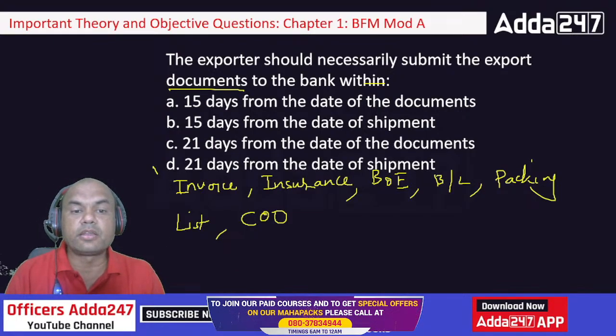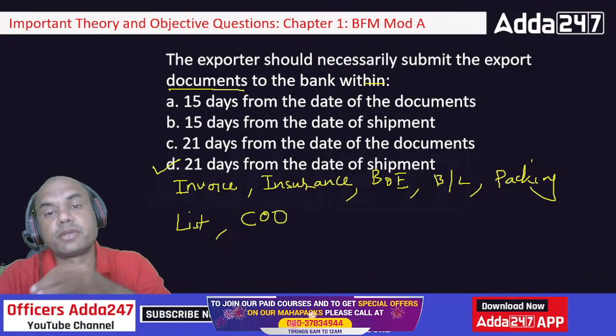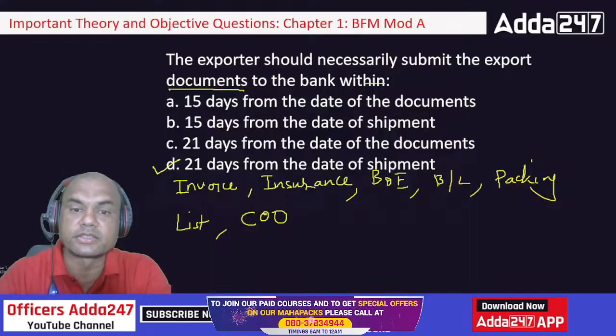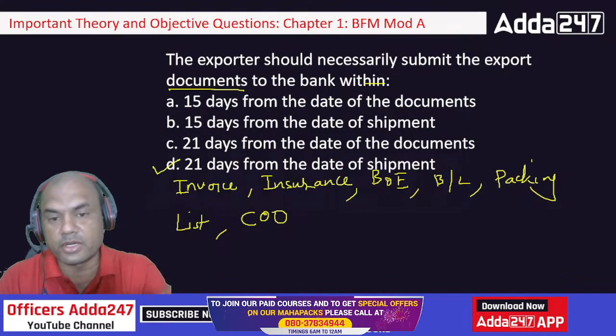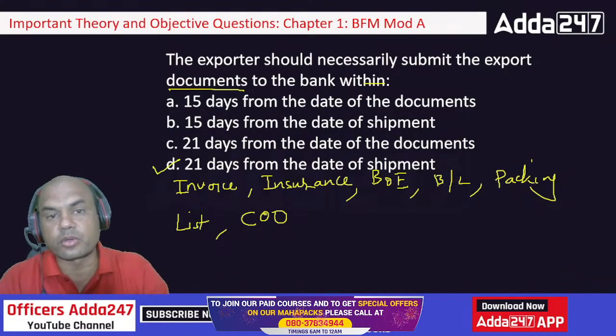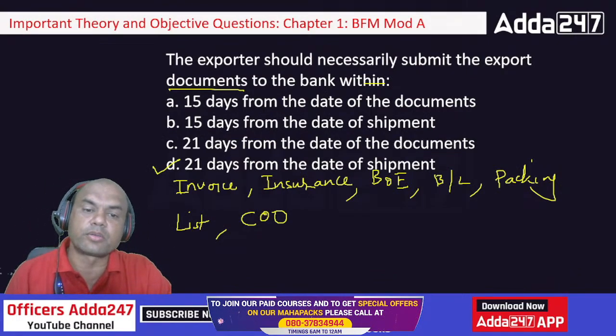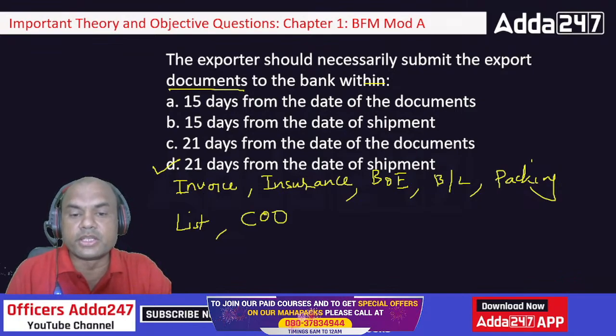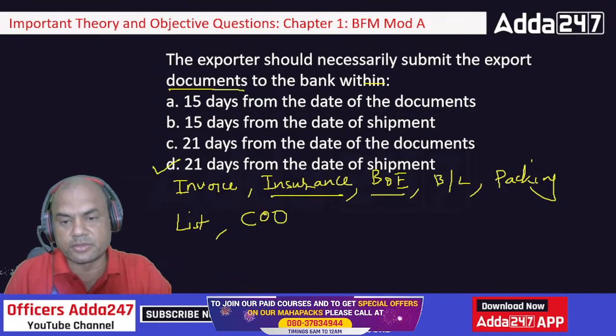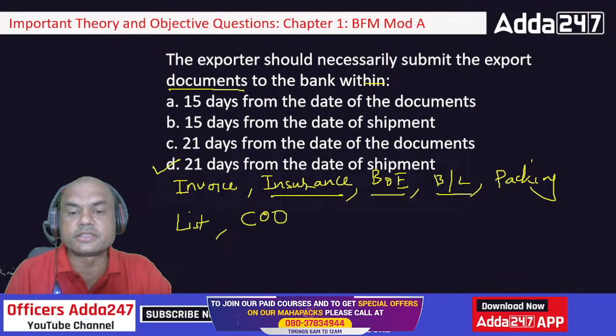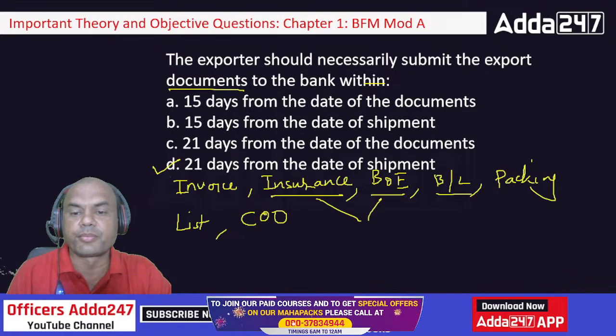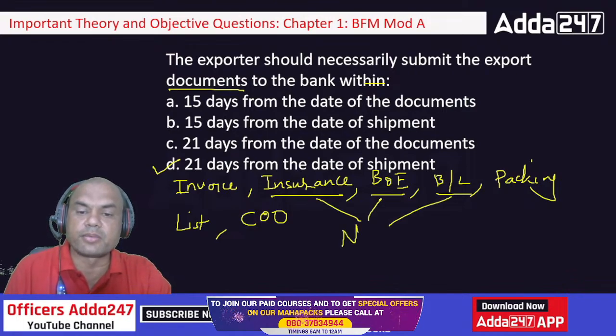They are submitted within 21 days. Remember this. Okay, got it everyone? These 6 documents are very important. Out of these 6 documents, I'll tell you, insurance, bill of exchange, and bill of lading, these 3 are negotiable.